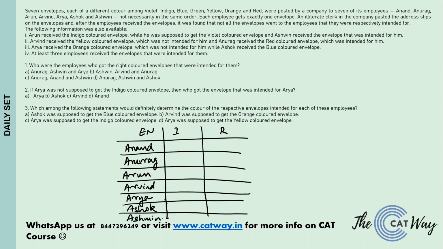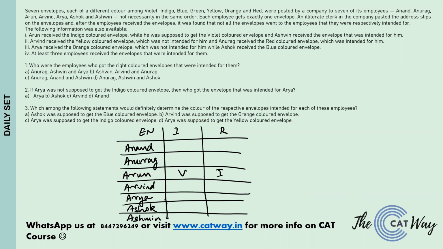Now let us read the conditions, the information that has been given to us. Arun received the indigo colored envelope. Talking about the colors, VIBGYOR, so we can just write the first letter. Indigo was received by Arun, while he was supposed to get the violet colored envelope. And Ashwin received the envelope that was intended for him.